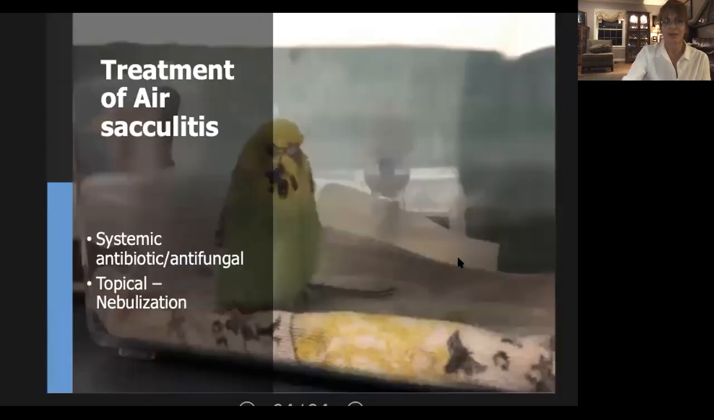So treatment of air saculitis, again, we want to hit it both systemically with our oral medications and then topically. And the way to get topical treatment to the air sacs is to nebulize them. So here's our little budgie sitting in his nebulization chamber being treated for air saculitis.